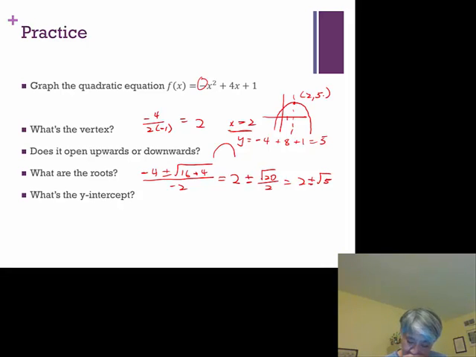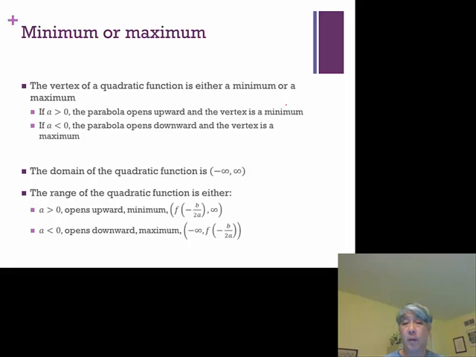Okay, and the y-intercept would be when x equals 0, so the y-intercept will be 0, 1. Basically, f of 0 is going to give me 0, 1, and so that would be this point. Okay, so that's how we could graph our parabola.